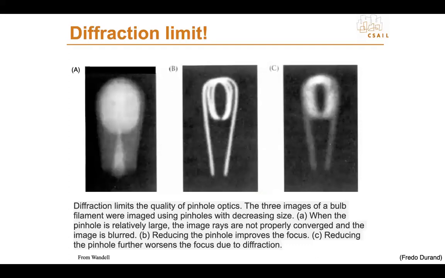if you take a hole that's large, you get a blurry image, and as you make the hole smaller and smaller, you get the image sharper and sharper. This is the image of a filament of a light bulb, right? In the first image, you can barely see the filament. In the second image, B, you can see the shape of the filament, so this is the right size for the aperture. But if you make the aperture smaller yet, then we start getting blurrier and blurrier.